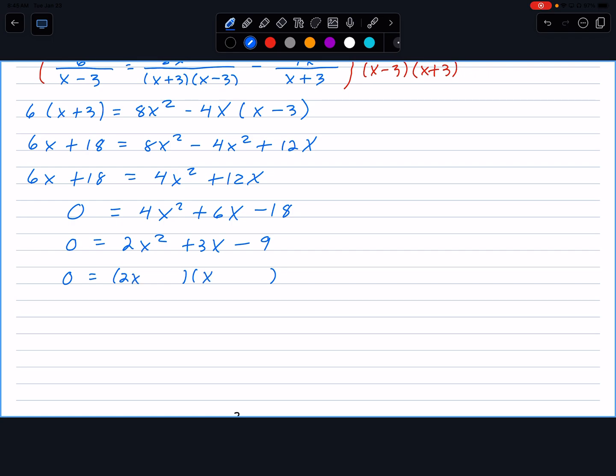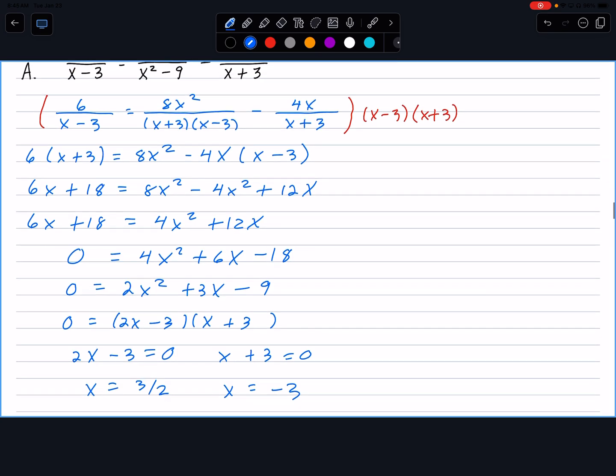Let's try this. Let's see if this works. So that's going to be positive 6x minus 3x. Yep, that looks like it's going to work just fine. So notice what we end up getting. We get 2x minus 3 equals 0, which means x equals 3 halves. Or x plus 3 equals 0, and x equals negative 3.